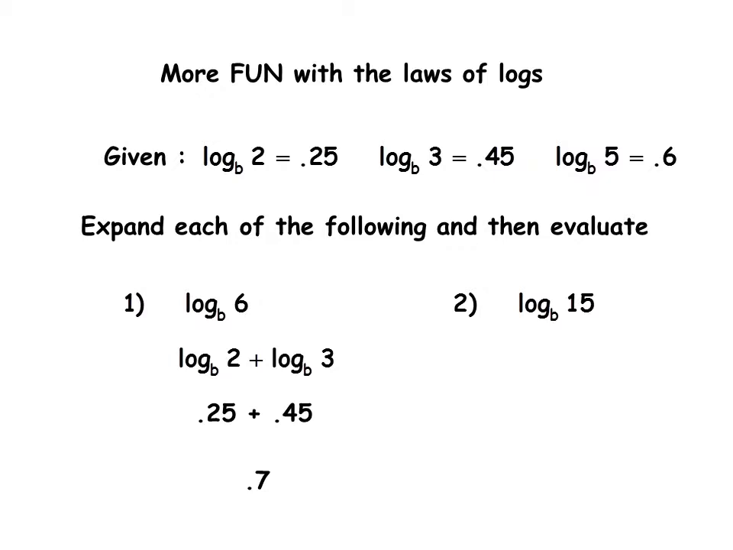Go ahead and try the log b of 15 and see if you can figure that one out on your own. You'll break down 15 into its prime factors, 3 and 5. We know the log b of 5 is 0.6, the log b of 3 is 0.45. Add those together and you get 1.05.